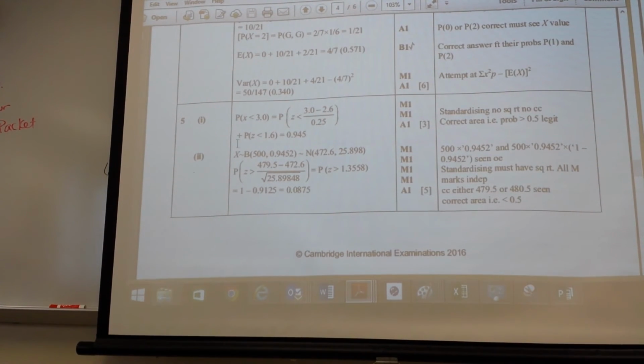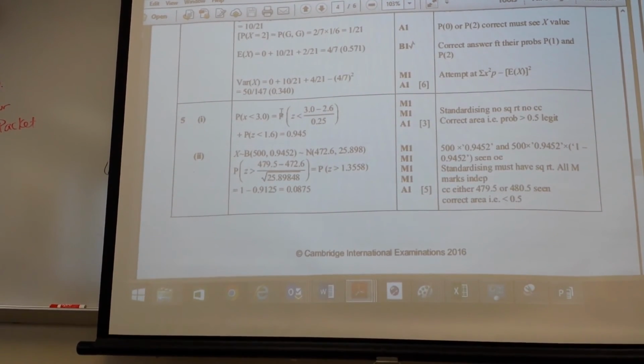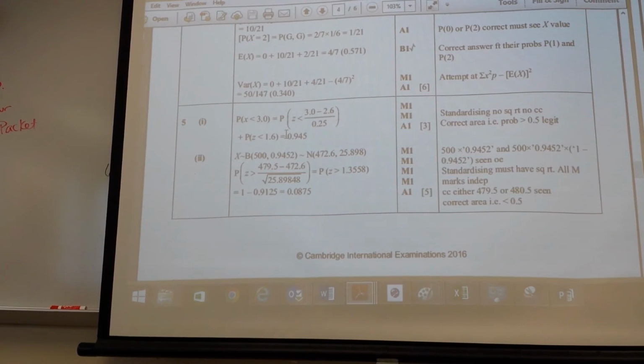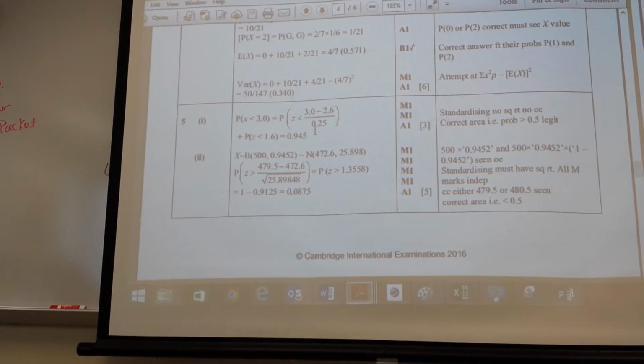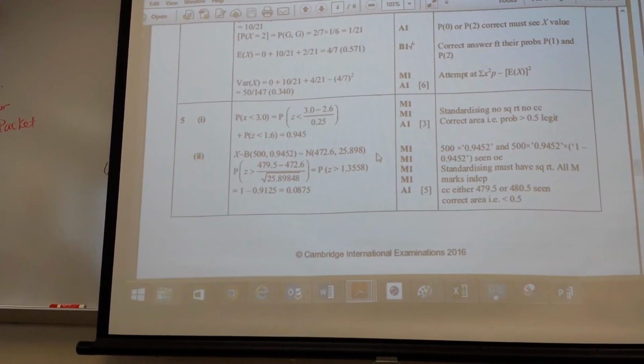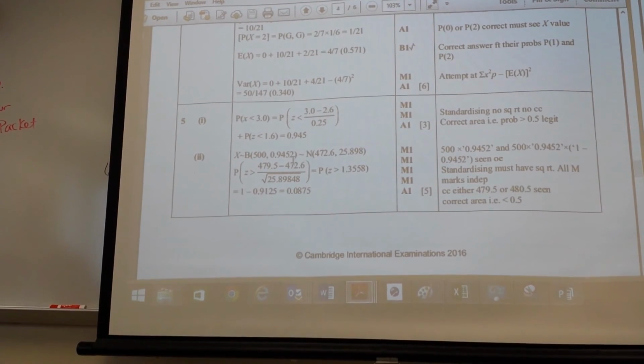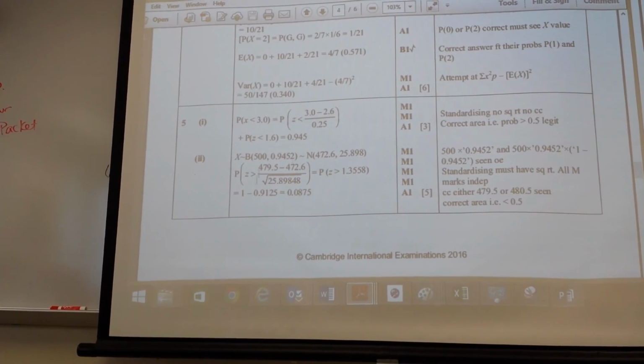Because if you have N, P, and Q, then it's N times probability to get that mean. And then NPQ, so it would be N, which is 500, times P, which is the success, 0.945, times Q, which is the opposite, 1 minus 0.945. And then 25.898, that's what we come up with.